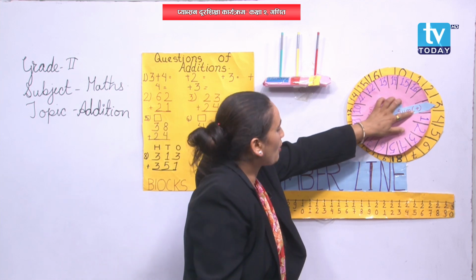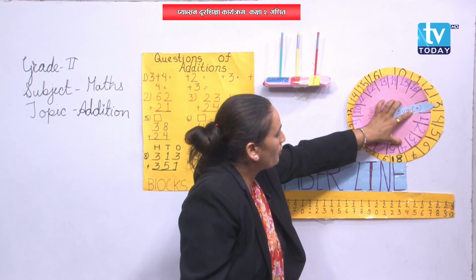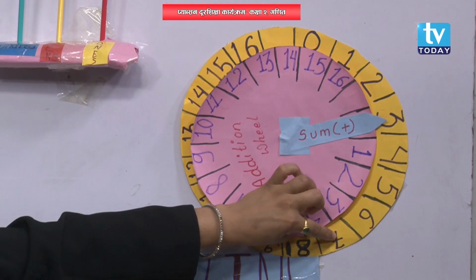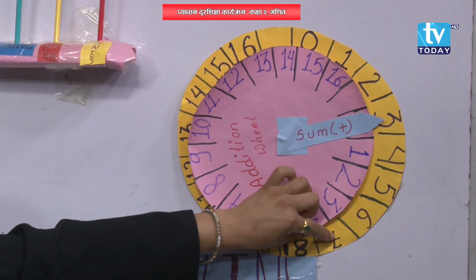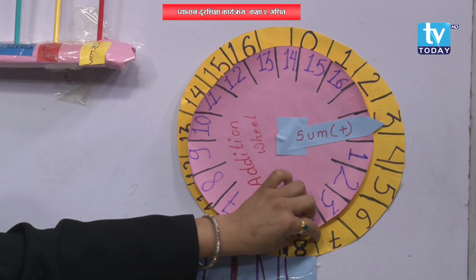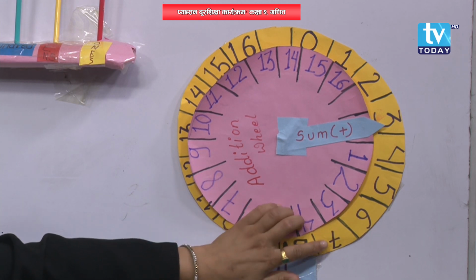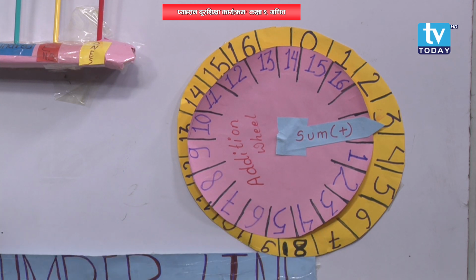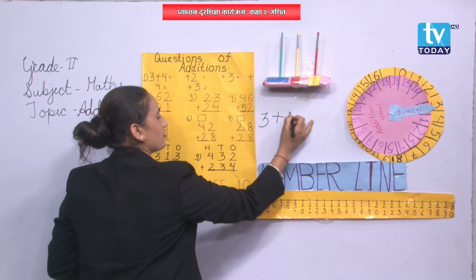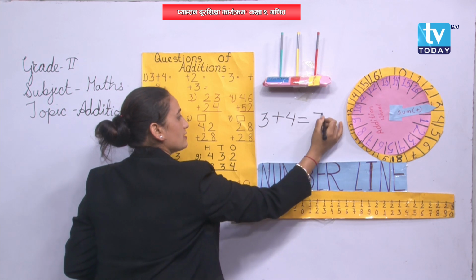3 plus, what is the number? 4. What will be the answer? What is the number at top? Can you say me? Yes. What is that number? It's 7. Right. So, all of you go on writing. 3 plus 4 goes to 7.